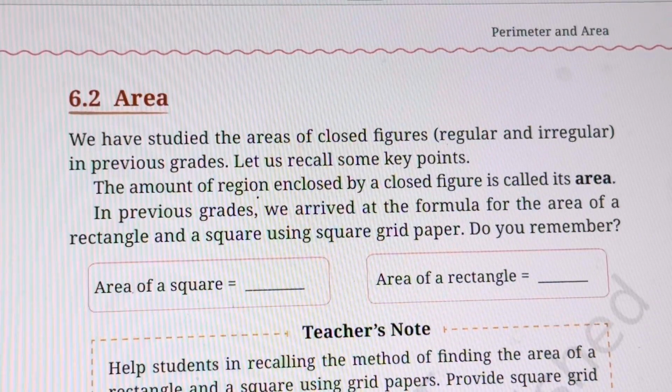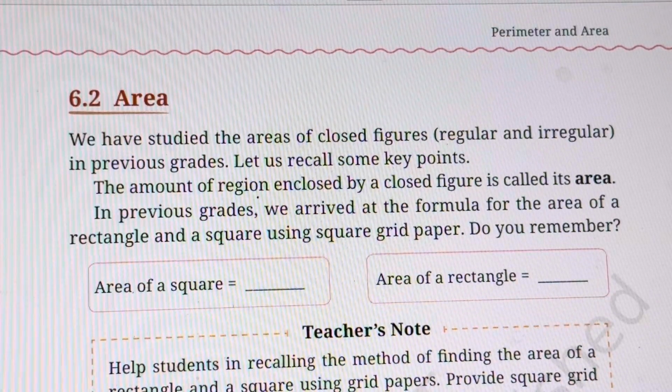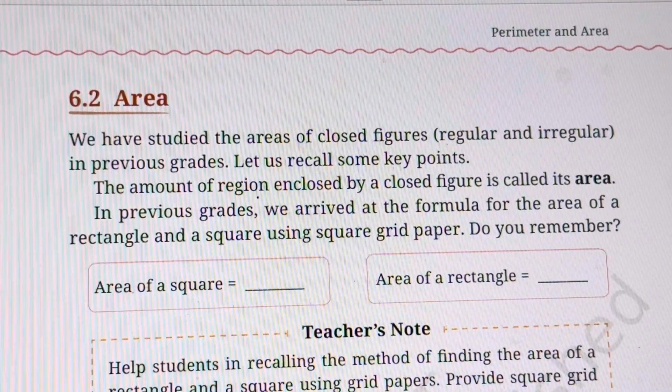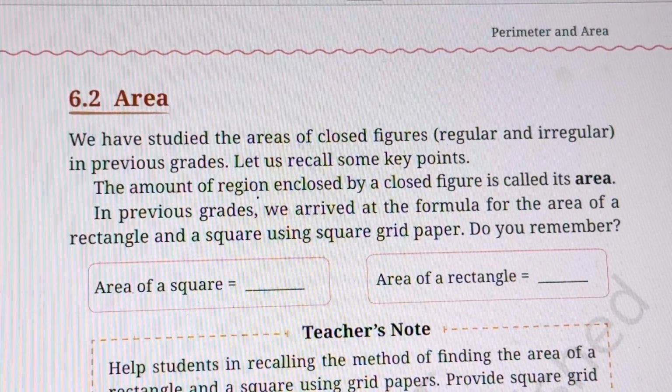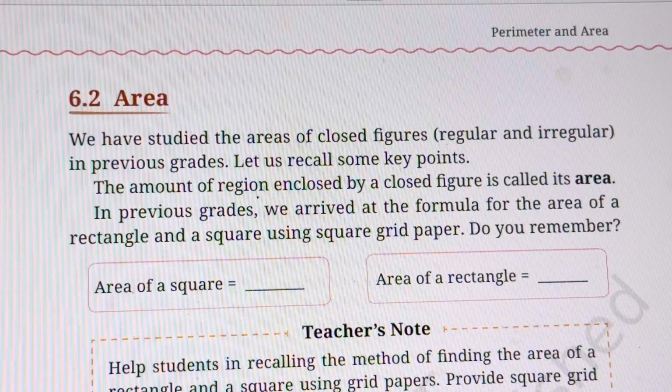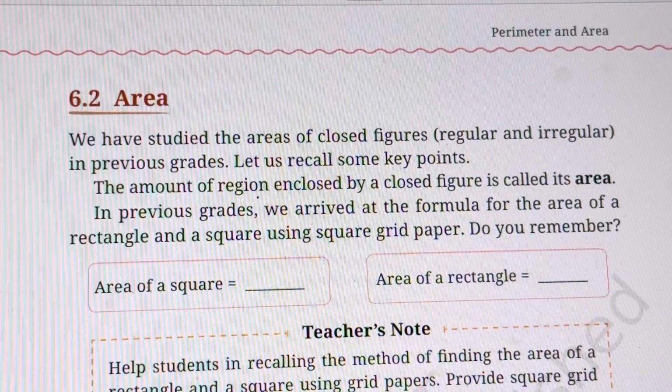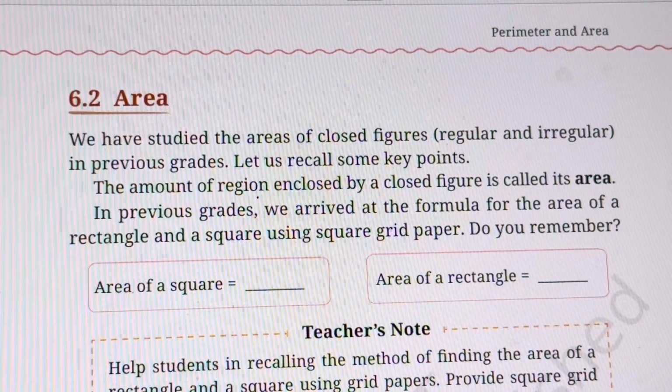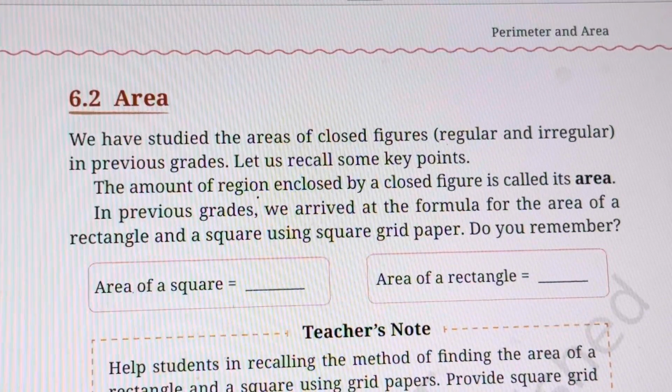In this video, we are going to continue with chapter number 6, Perimeter and Area of Grade 6 Mathematics of the new NCERT textbook, Ganith Prakash. Till now, we have understood the concept of perimeter, and we have dealt with various types of sums related to perimeter. And now we'll deal with area.